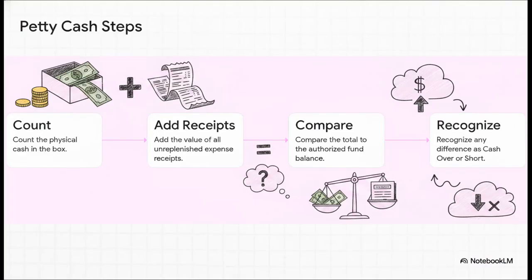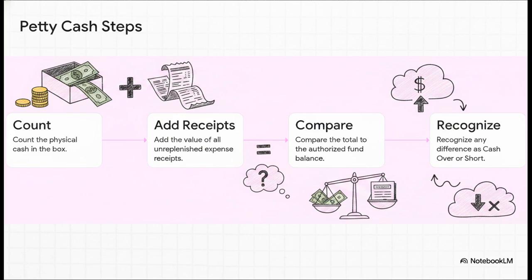Petty cash is a really interesting special case. Unlike a general operating account, a petty cash account exists as a fixed authorized fund. That authorized balance is set on day one when the fund is established, and it just stays constant until management deliberately decides to change it. Because of this fixed nature, you have to use a totally unique additive measurement approach at period end. It's almost like a puzzle.